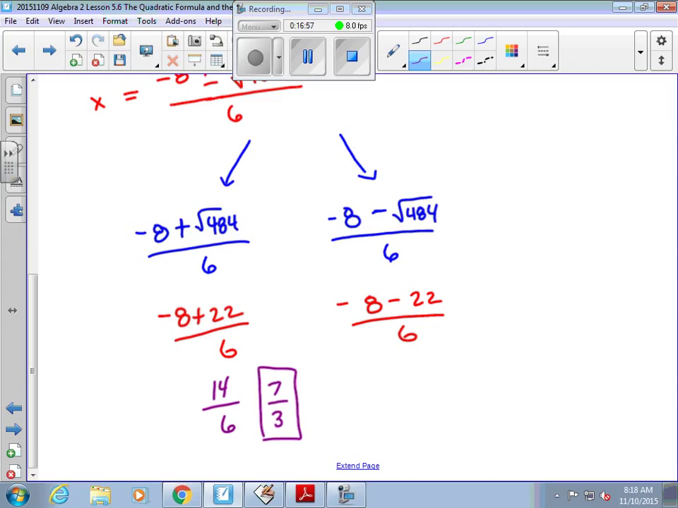And negative 8 minus 22, those are the same sign, so add them up. 8 and 22 is 30, and keep that common negative. Negative 30 over 6 is negative 5. So those are your two real number solutions, one positive and one negative, but neither one is a complex number, neither one is an imaginary number. And again, look how long it took us to do this problem.